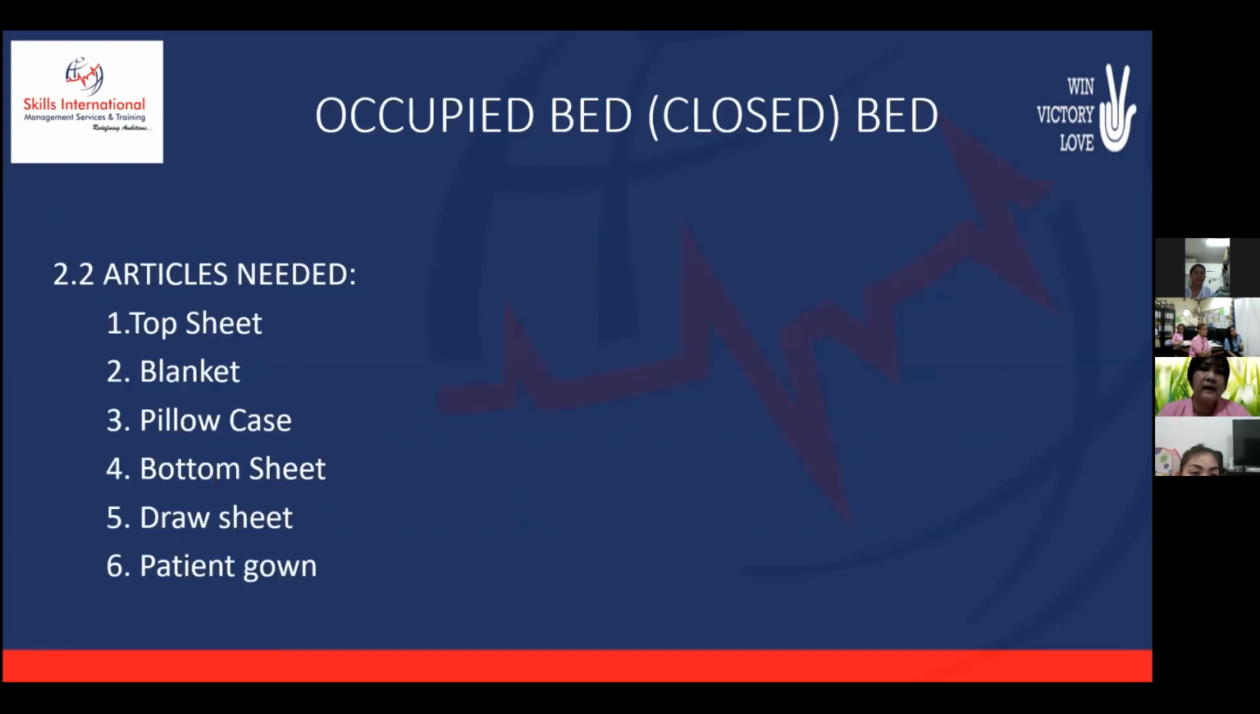So what are the articles or equipment we need to prepare for the occupied bed? We need a top sheet, blanket, pillowcase, bottom sheet, draw sheet, and the patient gown. Before preparing or arranging all of this equipment, it is better to assess what the patient needs. For example, if the patient had vomitus or passed urine on the bed, we need to assess what preparation or equipment you need before you change the patient's bed.